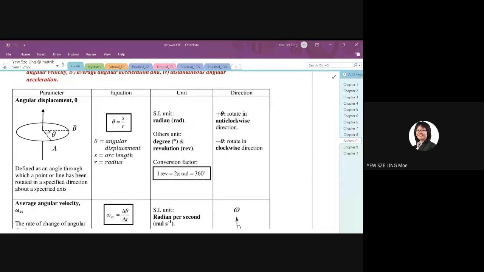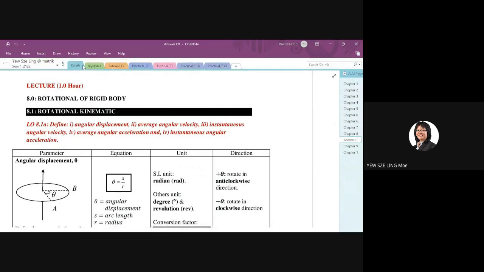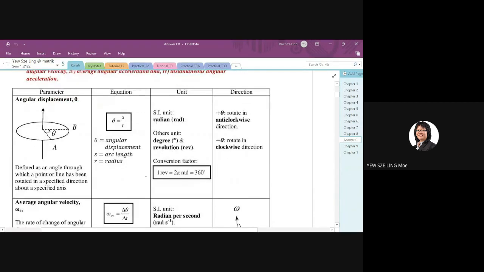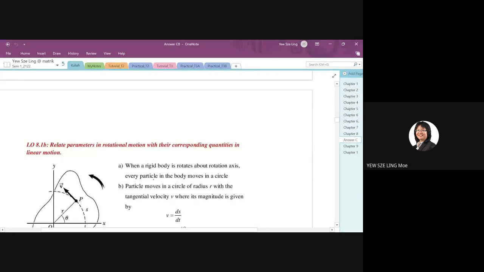Okay, so today we'll be doing chapter 8. Since we have gone through all these notes already in a lecture yesterday, today I'm just going to focus on one thing, which is how to determine the directions for torque. In this chapter, we have four subtopics.